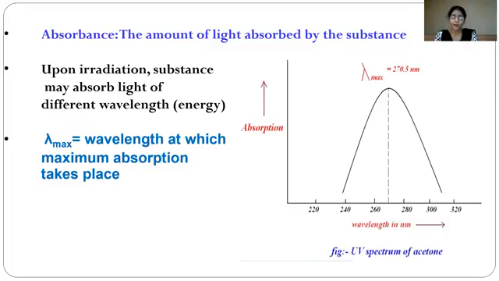But the particular wavelength at which the substance shows maximum absorption will be recorded in the instrument or spectrophotometer. This wavelength, which has maximum absorption, is known as lambda max. So in the UV visible spectrum, absorption is plotted versus wavelength. On the x-axis wavelength, on the y-axis absorption. And a bell-shaped curve is obtained.